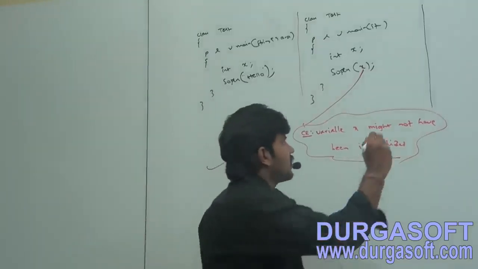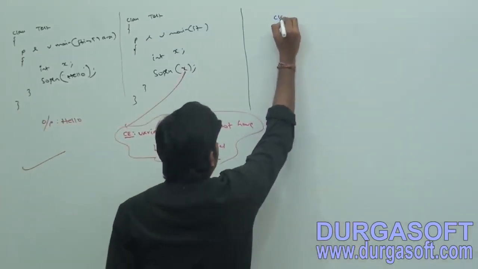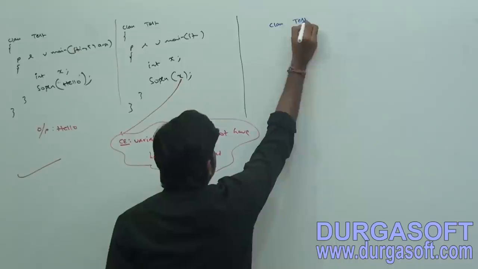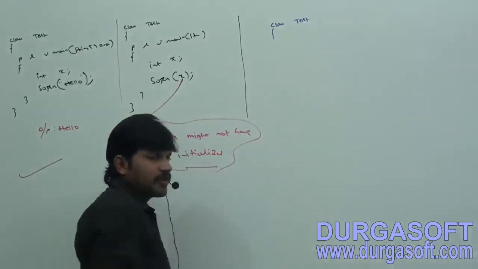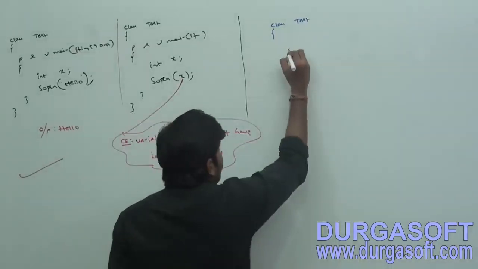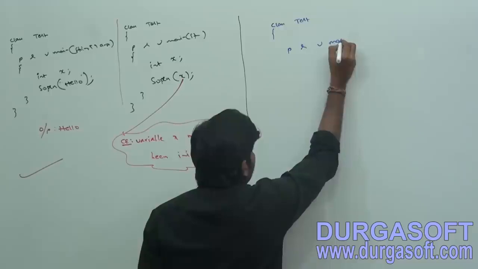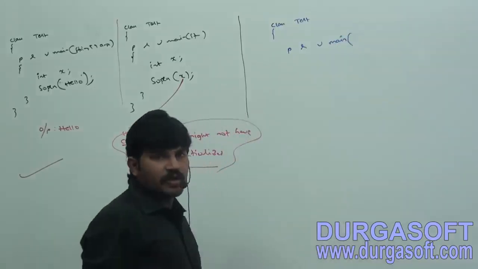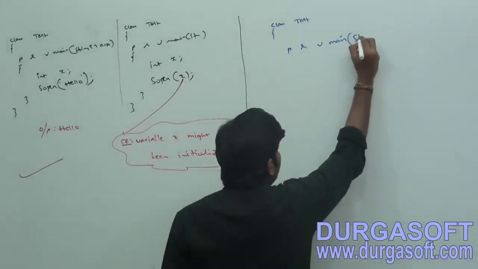Now, next point here. Sir, I'm taking class test. Listen carefully about this one: class test, public static void main method, string array args.